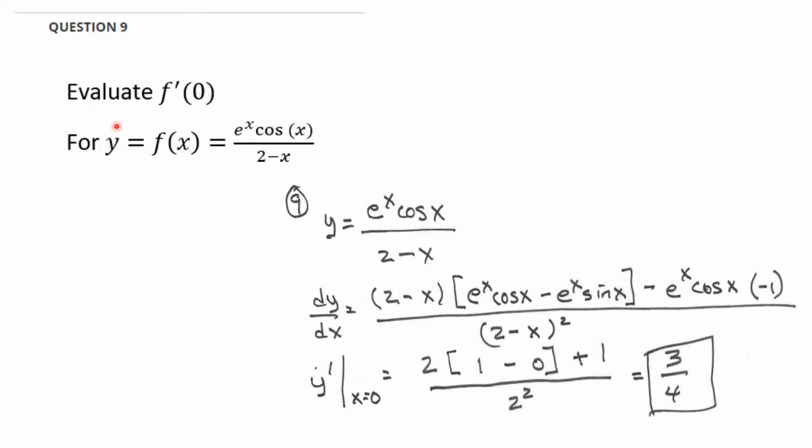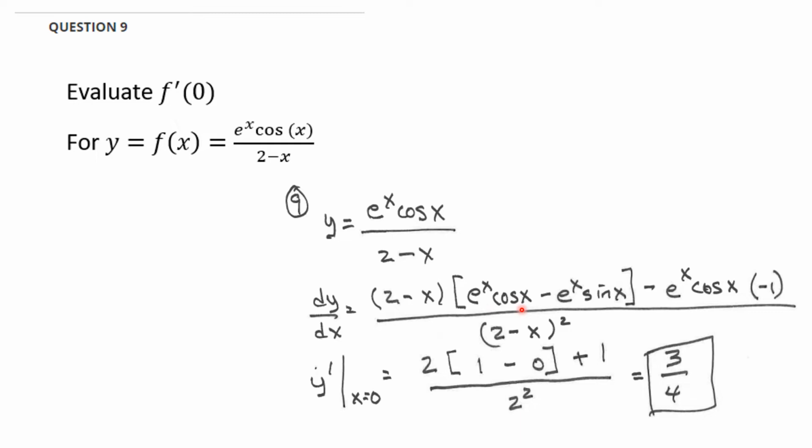Question number 9, I ask you to evaluate the derivative of f at 0 for y equals f of x equal, and it is a quotient, so your numerator is e to the x times cosine of x, and your denominator is 2 minus x. So the derivative is going to be the denominator times the derivative of the numerator. Now this numerator is in fact a product, so you have to do the product. So this is going to be the derivative of the first times the second, e to the x cosine x.